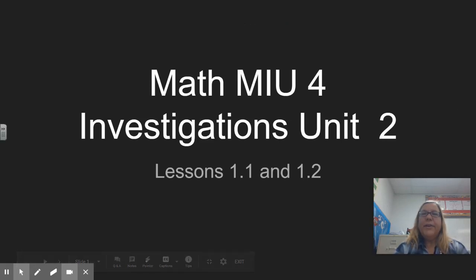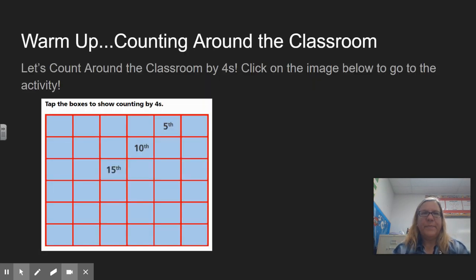Hi everybody, today we're learning Math MIU 4 Investigations Unit 2, Lessons 1-1 and 1-2. And this is all about data. So to warm up, we're going to practice counting around the classroom by fours.